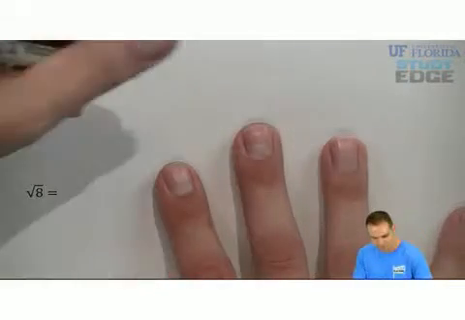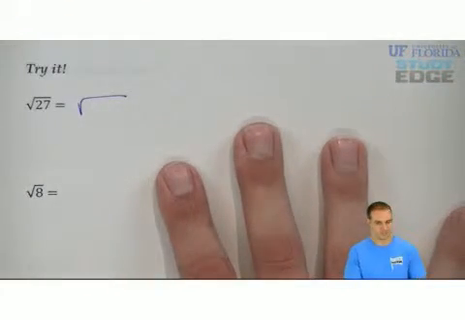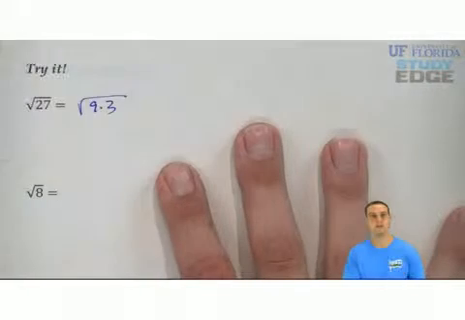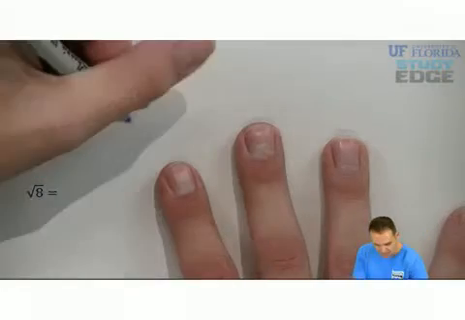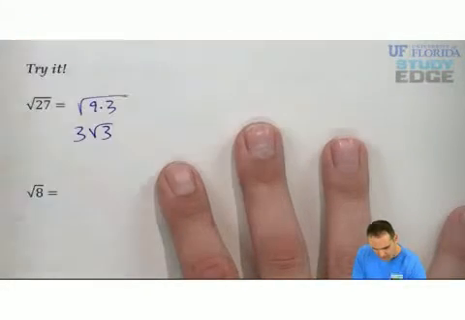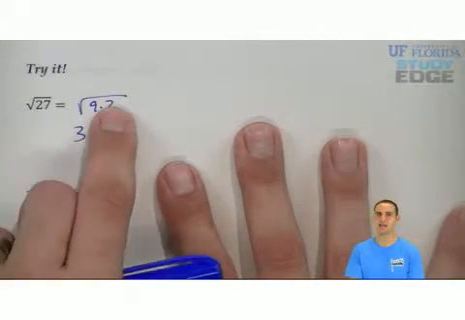Square root of 27. 27 is 9 times 3. There's a perfect square there, a 9. The square root of 9 is 3 with a 3 left over. So I took out the square root of 9 and I left the 3.